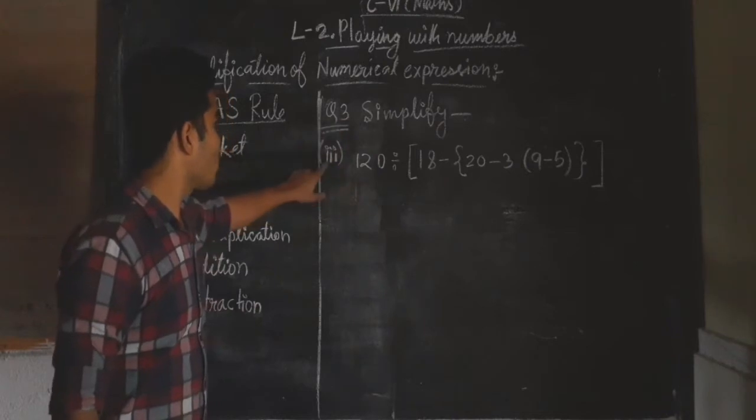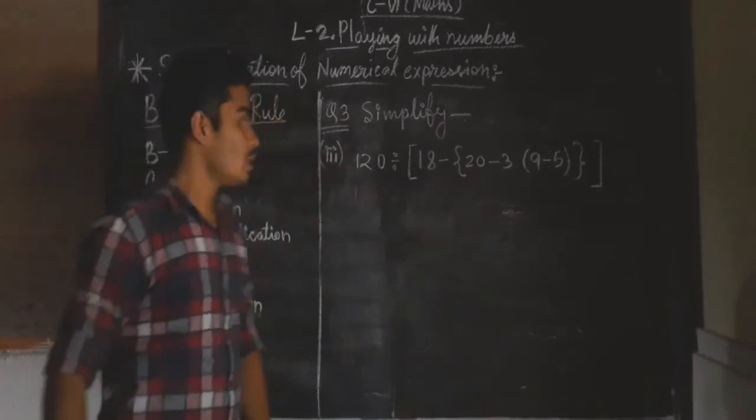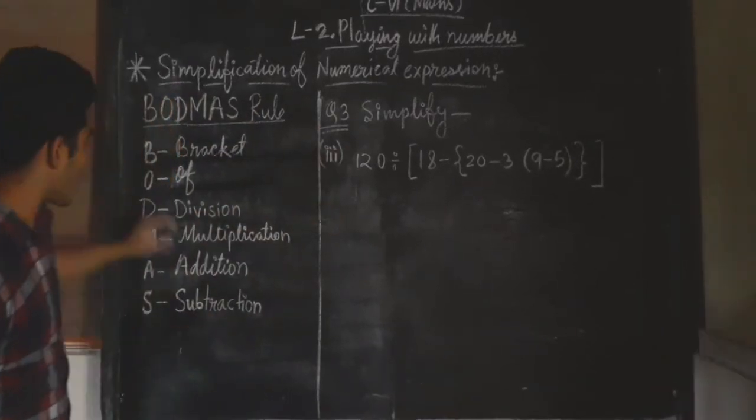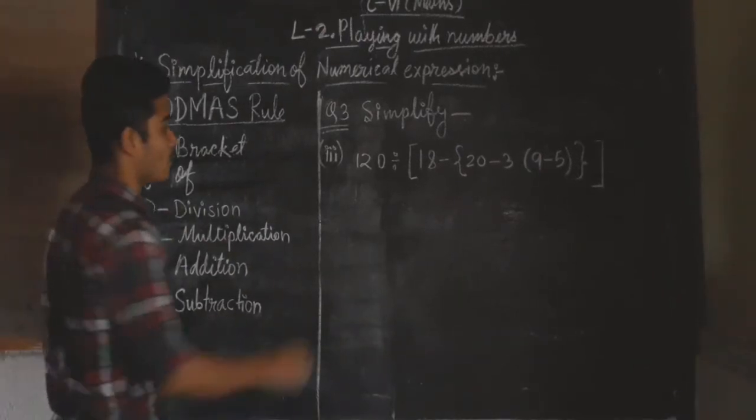From this question I am going to solve Roman number 3, this question. Now look at the board carefully. Along with this simplification, I will explain the BODMAS rule again and again. So look at the board carefully.